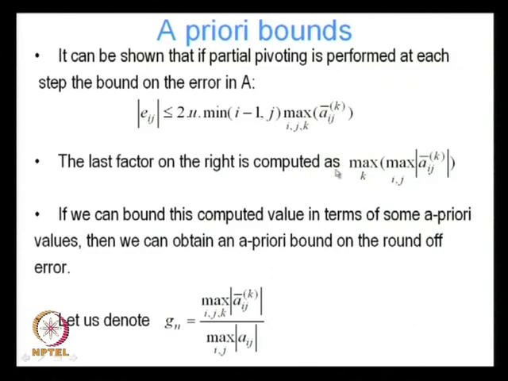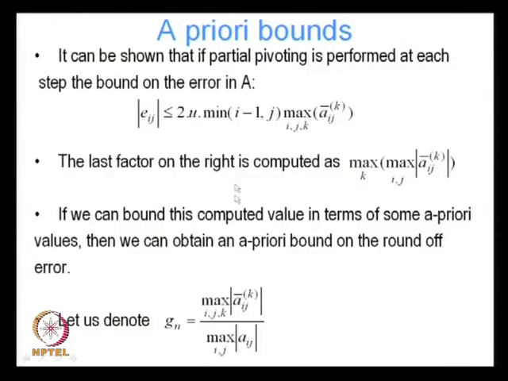So, the last factor on the right is computed as maximum over i, j of mod of a bar_ij^k. So, at each step k, we find the largest element in the matrix and then we find the largest over all the steps. So, maximum over k, i and j. If we can bound this computed value in terms of some a priori values, then we can obtain an a priori bound on the round off error.